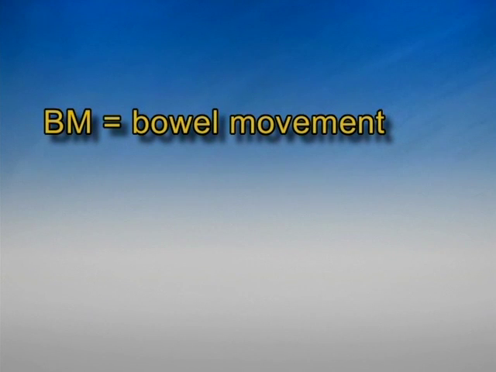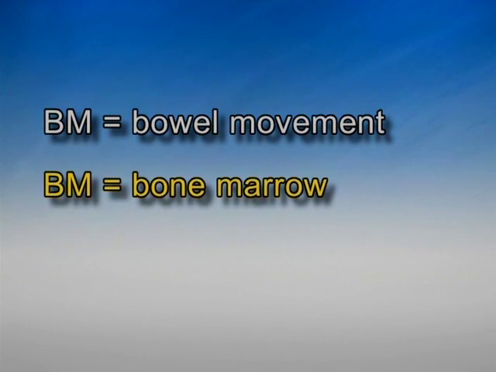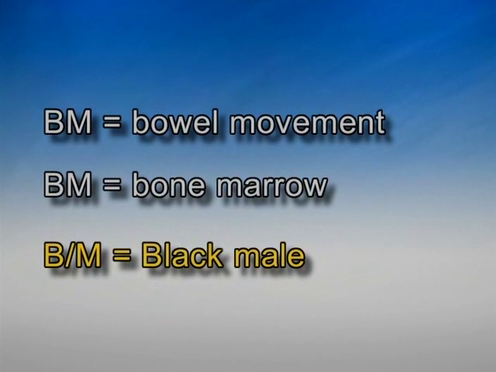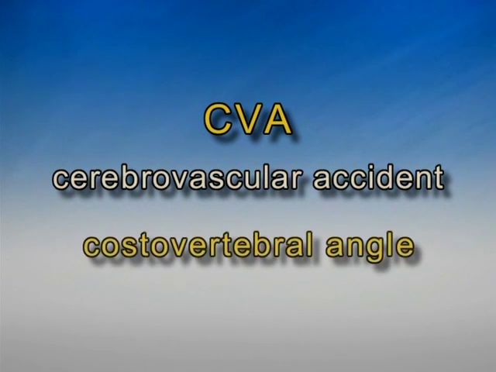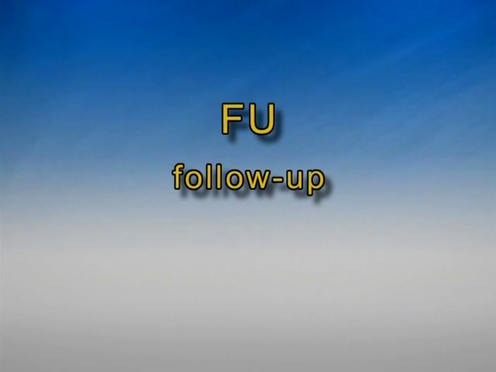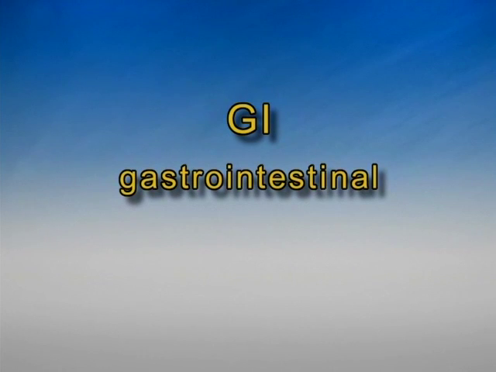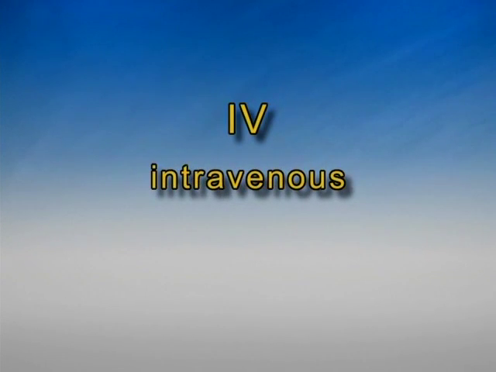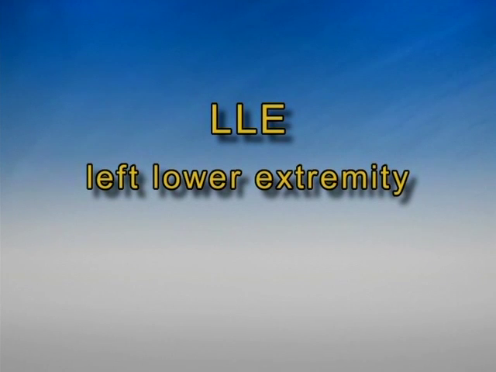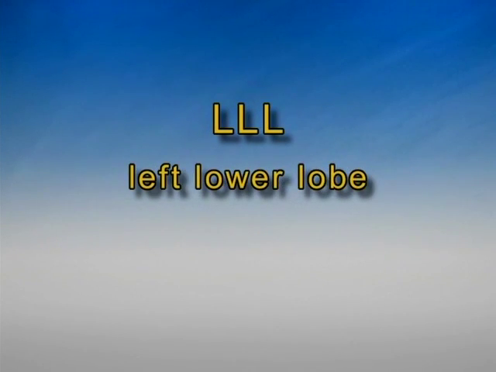But based on the context, BM can also mean bone marrow or black male. Similarly, CVA can have a double meaning. It can mean cerebrovascular accident, a stroke, or it can mean costovertebral angle, which is a specific area of the body. FU means follow-up. GI is gastrointestinal. IM is intramuscular, a route we use sometimes for medications. IV is intravenous. LLE is left lower extremity, while LLL is left lower lobe and refers to that area of the lung.